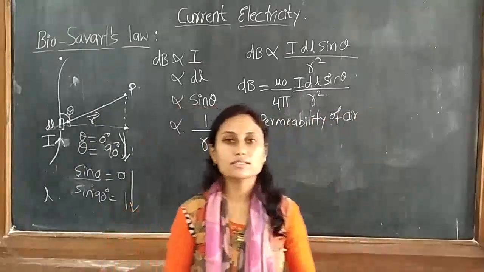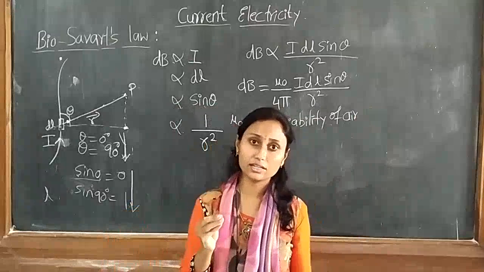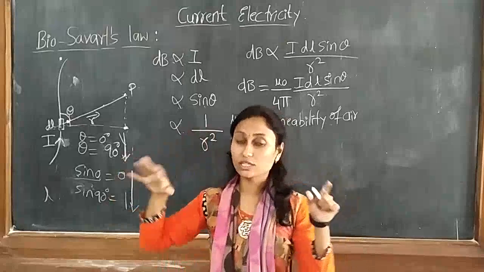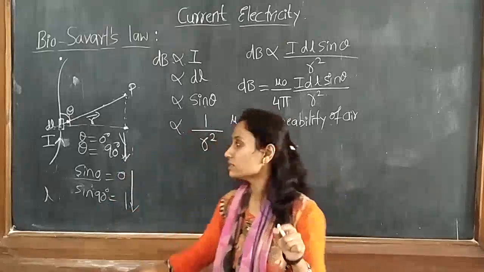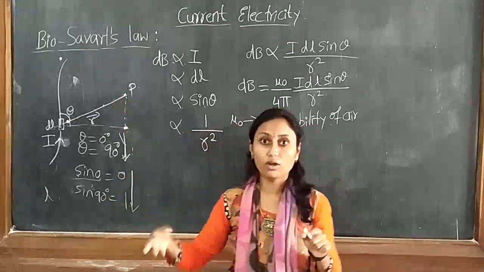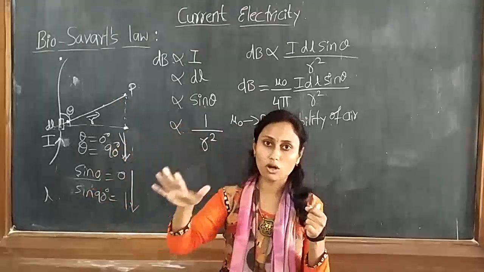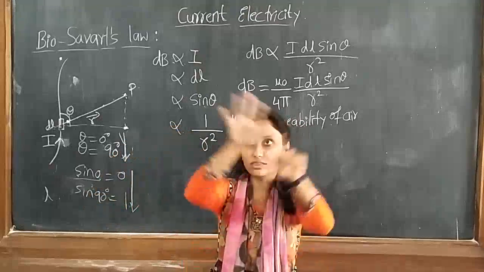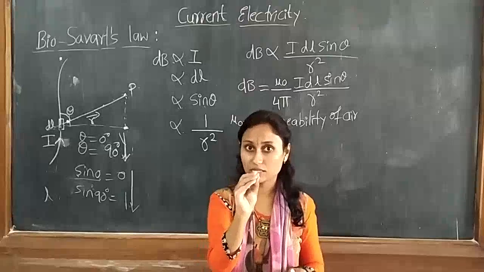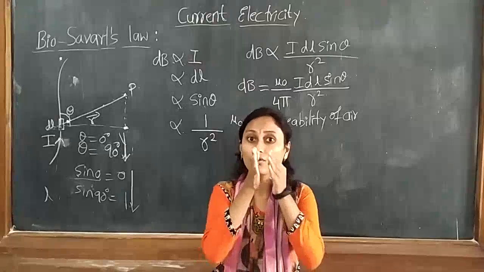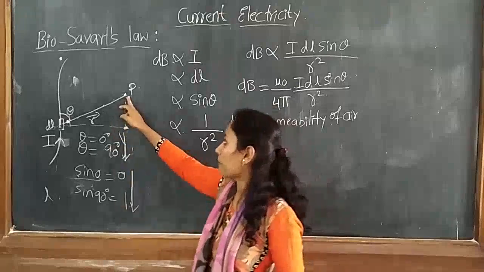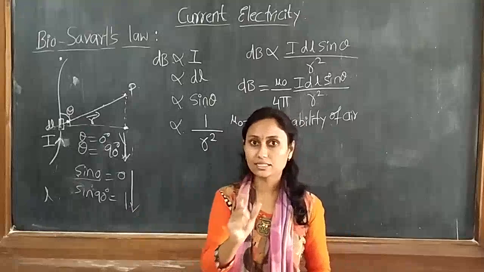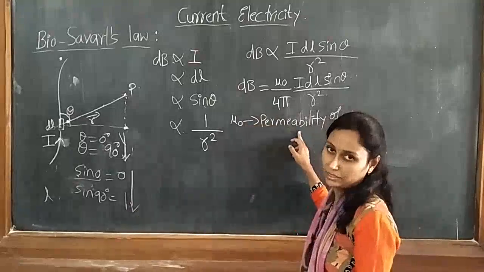Meaning what? There is some characteristic of space. Air is nothing but a space, we will say. So some characteristic of this space is there, which decides whether the magnetic field should enter the space or not. If it is entering, how much magnetic field should enter the space. So this space has certain characteristics, and that characteristic decides whether the magnetic field should spread in this space or not. That characteristic is called permeability, isn't it?